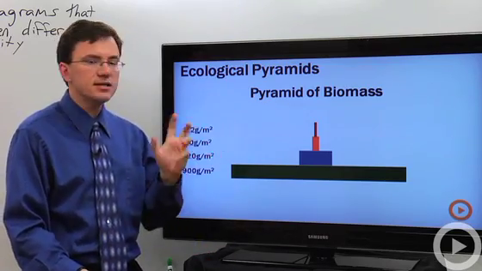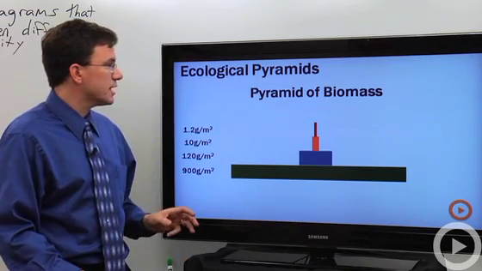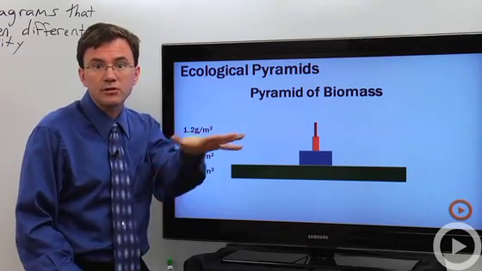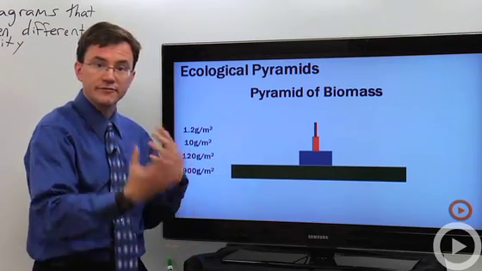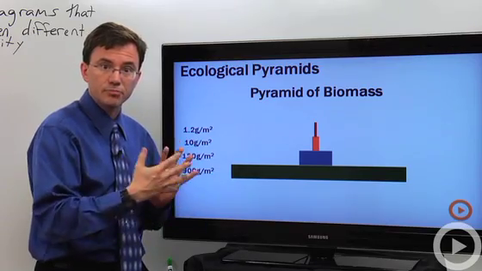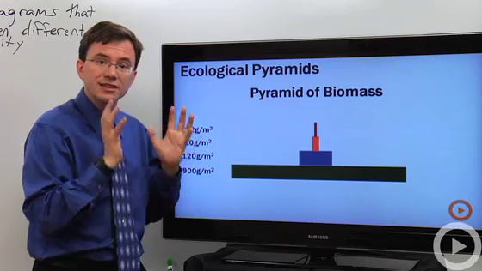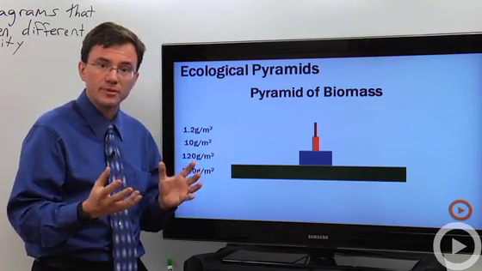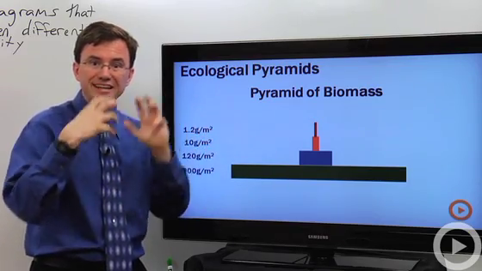Now, you may see these numbers inverted sometimes, especially in aquatic environments. For example, if you have near the outlet of the River Thames, if you did a biomass of the phytoplankton, the algae that are producing all the food in that area, you'll actually have less biomass of producers in that kind of environment as opposed to the zooplankton, the little microscopic creatures that are eating that.